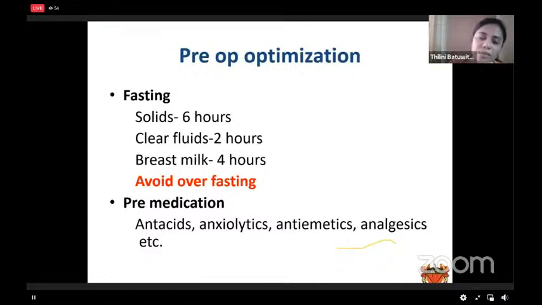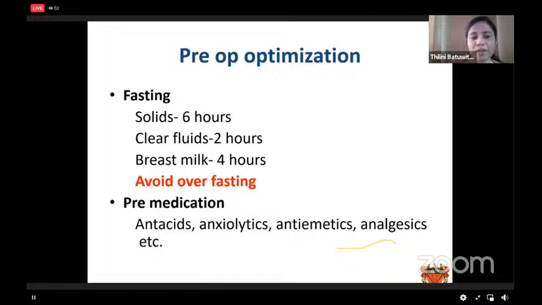When they are ordered, make sure that they are taken as ordered, at the time that we may give it, prior to surgery and on the day of surgery, a few hours or 2 hours before the surgery or so on. So make sure that is given. So pre-medication is another part of optimization.